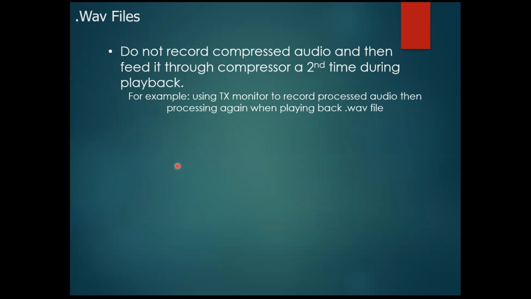One mistake I made when I first started doing this, I told you I went through my transmit monitor. I would have the compressor on the radio, so the audio went into the radio and was compressed through the radio and came out compressed in the transmit monitor into a wave file. Then I'd play the wave file back through an FKey, and the compressor on the radio would still be on, so I'd get a double compression. And that's not a good thing to do. So be thinking about your audio stream path for that.